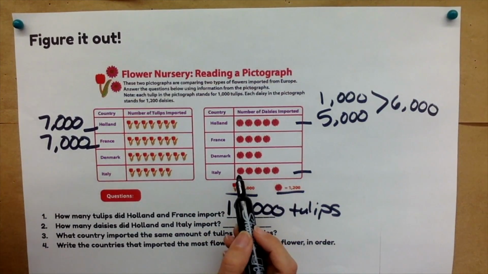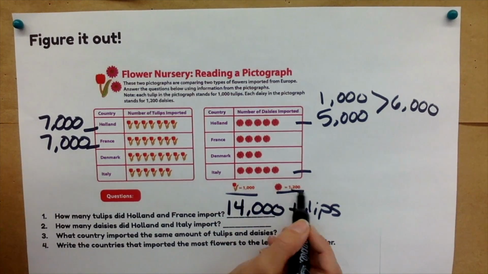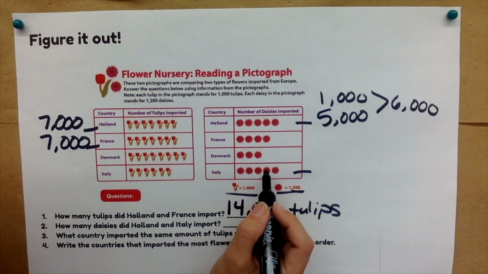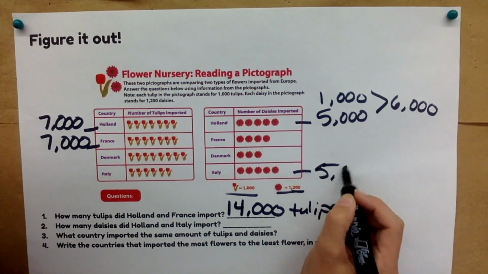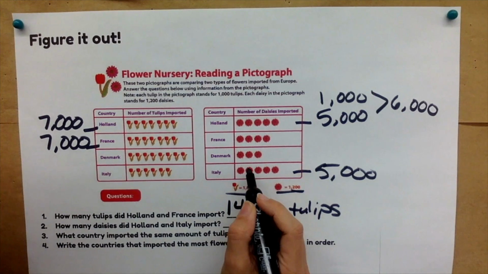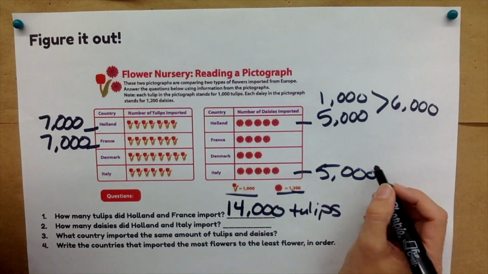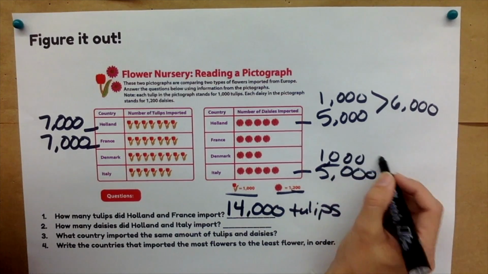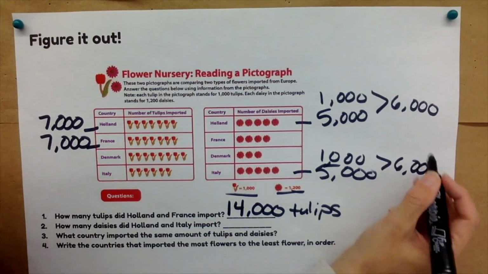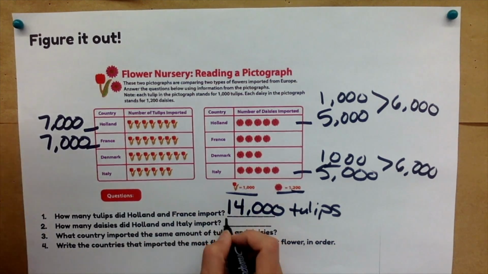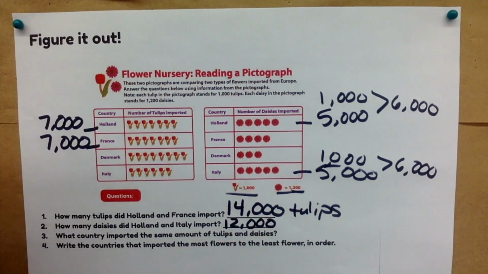Same thing here. I'm going to count by 1,000s first, and then I'm going to count by 200s. 1,000, 2,000, 3,000, 4,000, 5,000. 200, 400, 600, 800, and 1,000. They have the same amount. So together, 6,000 plus 6,000, using what I know about 6 plus 6, I know it is 12,000. Okay, next one.